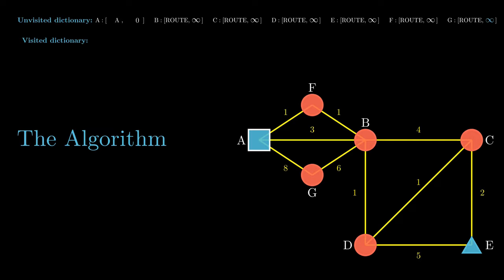So to pick the current node, we look at the unvisited dictionary and we take the node with the lowest cost. That would be A. We highlight the path to the current node, which is now just node A itself, and then we order its unvisited neighbors on cost. We update the route and the cost if they are lower than in the unvisited dictionary, and show this by highlighting the route white.